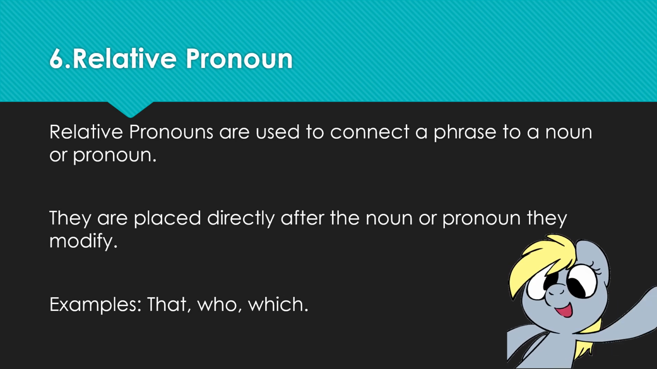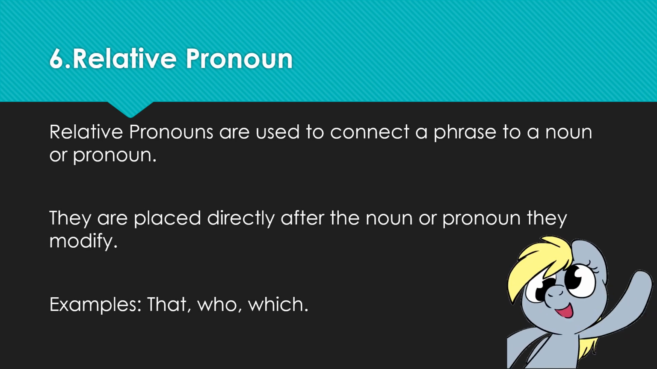Now I will give you an example: this is the boy who stole my bag. So we are connecting two things. The first one is the boy, and the other is what he does: he stole my bag. So when we use who for the boy, that who becomes the relative pronoun. This is the boy who. Now who means what? That boy. And what did he do? Who stole my bag. So the who is a relative pronoun which is connecting these two sentences.